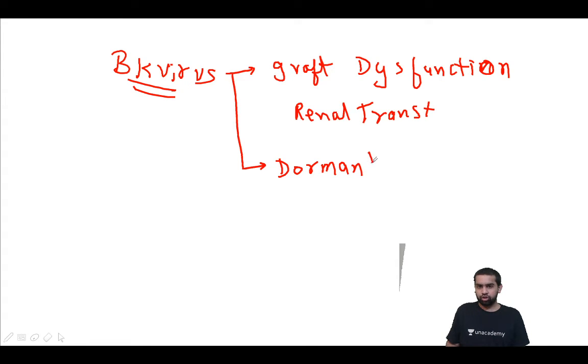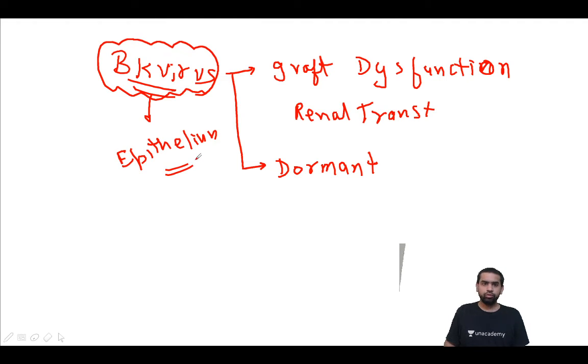What actually happens is this BK virus is present in the epithelium of the urogenital system. Because the body's immune system is good, it is contained in those epithelial cells. But if you do a renal transplantation and start the patients on immunosuppressive drugs, the ability of the body to keep the BK virus limited to those cells is reduced, and these dormant forms become activated and present as graft dysfunction.